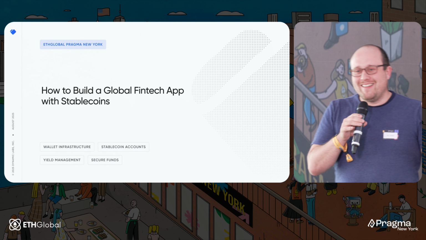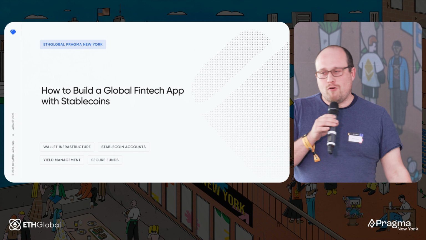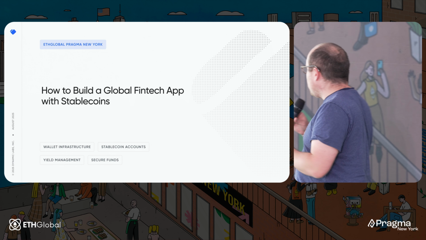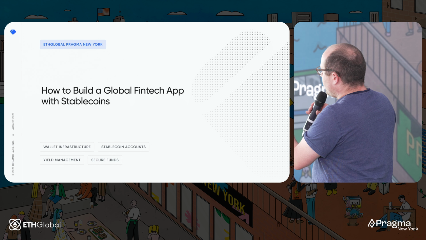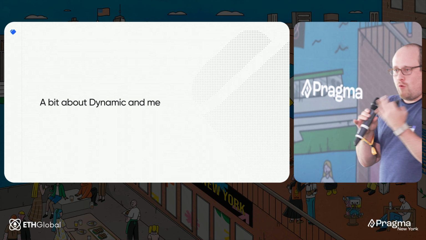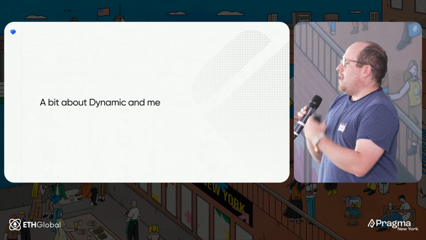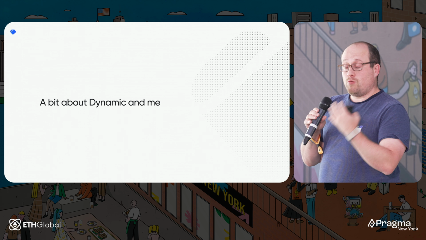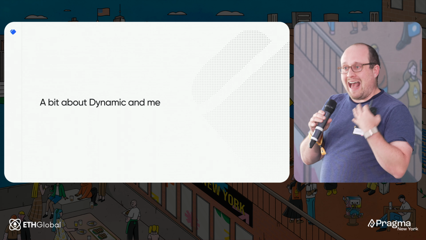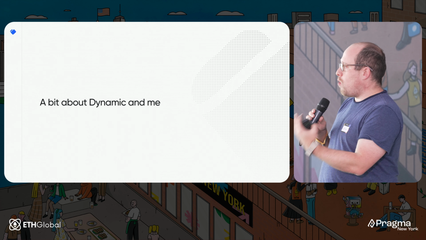Let's start. So the goal of this is how to build a global fintech app with stablecoins. So we'll talk about a couple things. We'll first talk very briefly about what is Dynamic, why I'm talking about this, and then we'll dive into two main things. We'll dive into use cases, and how fintechs are using crypto and stablecoins, and then we'll talk about the stack and how they can actually implement this. So we'll touch on both of those things.